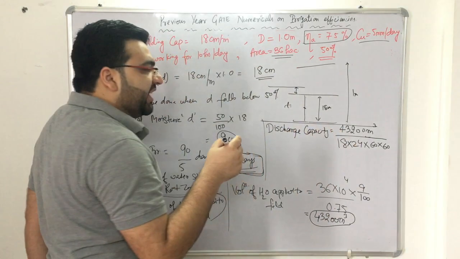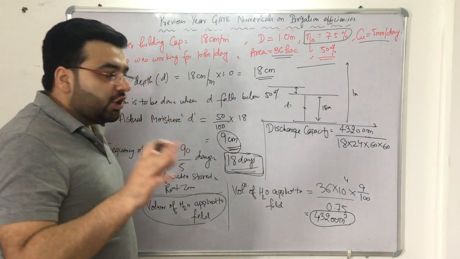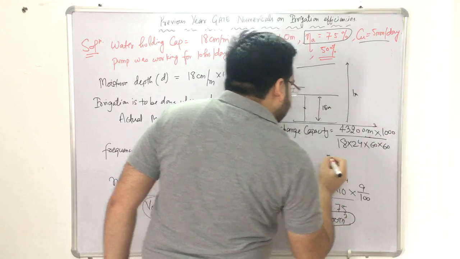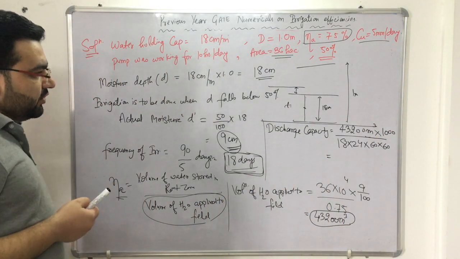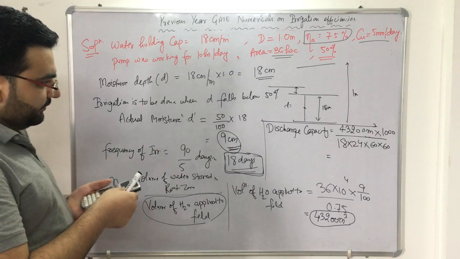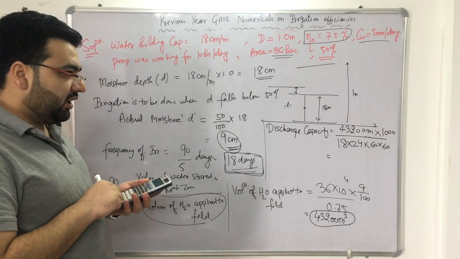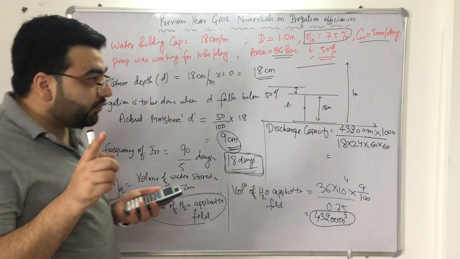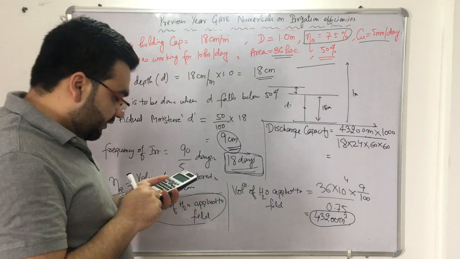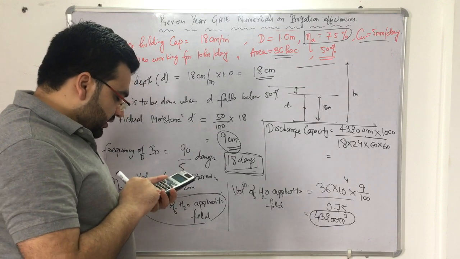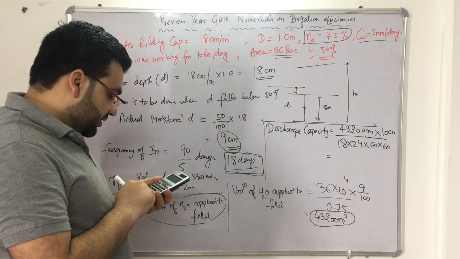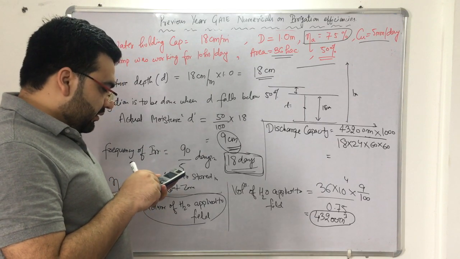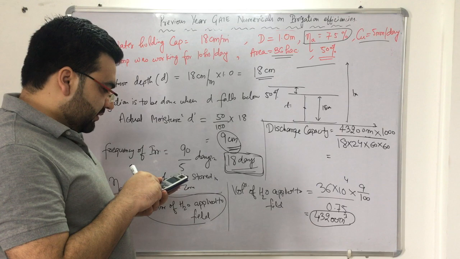Clear? Okay, so this is meter cube, but the options were in liters. So I have to multiply it with 1000 also to get it in liters. Clear? Let us see how much the discharge capacity comes to. So discharge capacity would be 43200 multiplied by 1000. I hope you are doing the calculation with the scientific calculator, right? Divided by 18, divided by 24, divided by 3600. It comes out to be this much here.